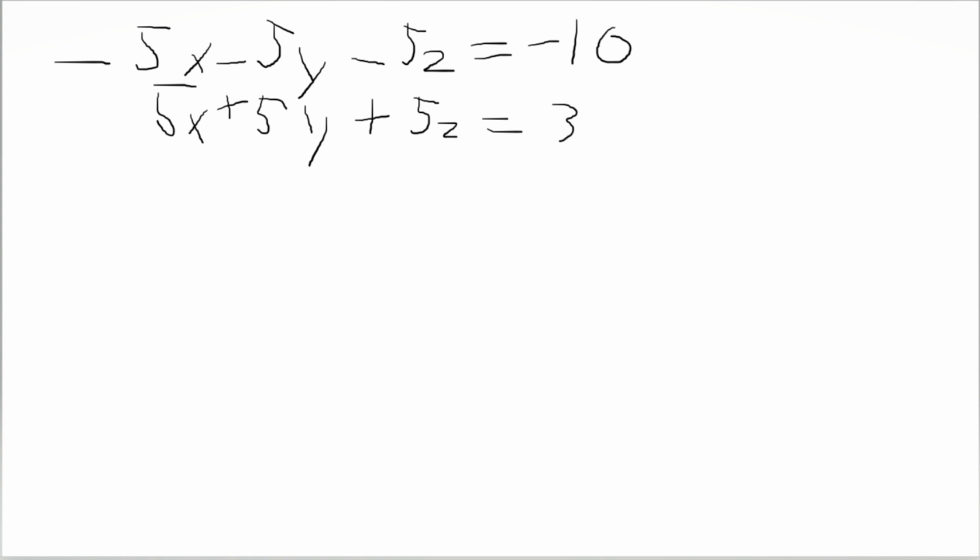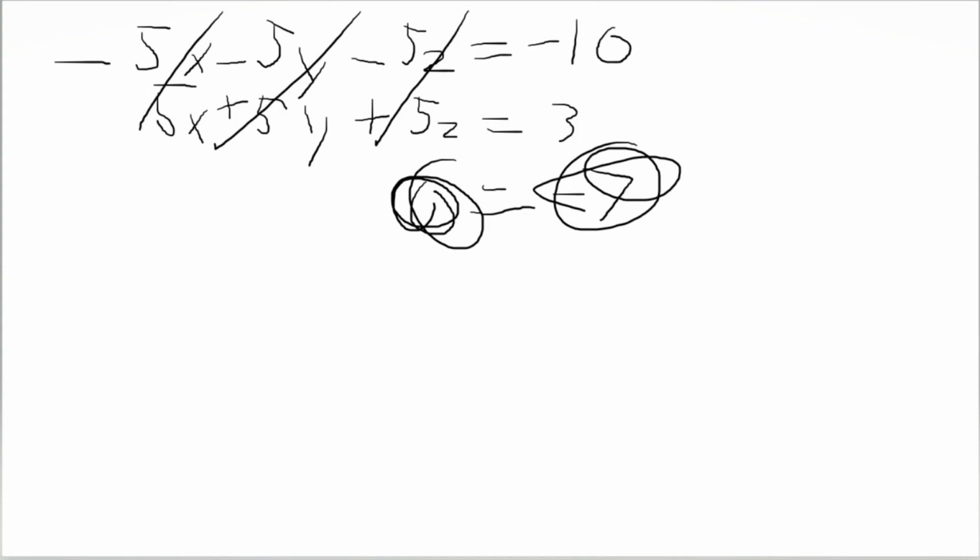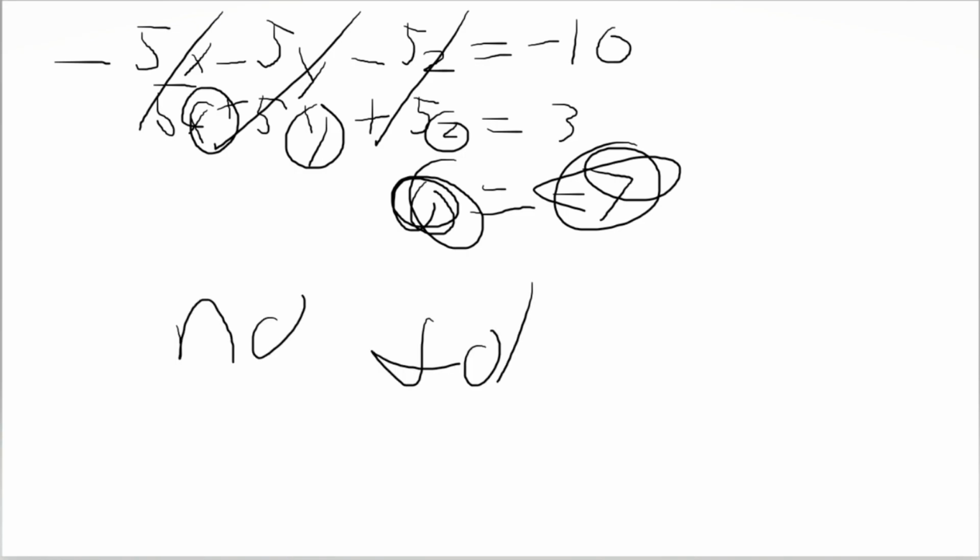Now, if you notice, I took the first equation and multiplied it by -5. So the x plus y plus z equals 2, I just multiplied it by -5. So -5, -5, -5, and -10. Then I combined that with the second equation, which is 5, 5, 5, and 3. So that leaves us with 0 equals -7. This is no solution because you can't have 0 equal a number. You need an x, y, or z value equaling a number. So this is no solution.